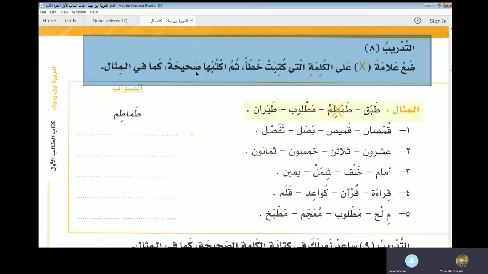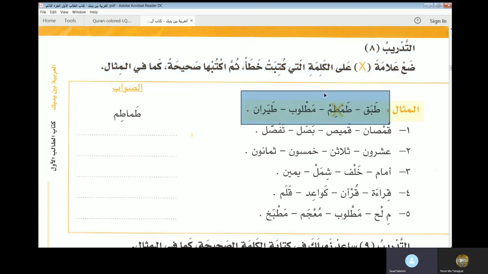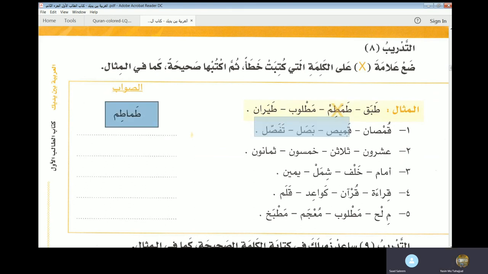Then write the correct word, or write it correctly, like in the example. For example, here we have four words. This word is wrong, so we cross it, then we write the correct one in front of it. As-sawab means the correct one. Then which word is wrong here? The word that is wrong there is this one. Yes, this is wrong. So you will correct it and write it here. Next.